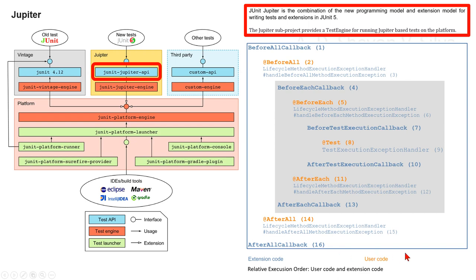In the simplest case, only the actual test method will be executed, step 8. All other steps are optional, depending on the presence of user code or extension support for the corresponding lifecycle callbacks.